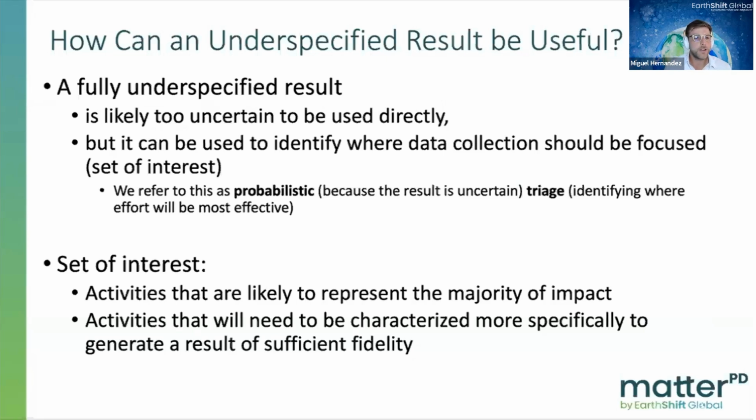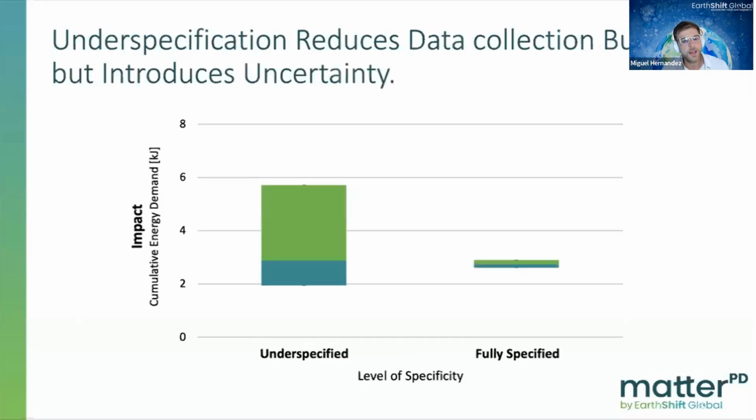So a fully under-specified result may be too uncertain to use directly, but it is a very powerful tool for decision making and to optimize different processes. Again, I can optimize my data collection process, my design process, and even my testing process in order to meet whatever objective I have, either as a designer or as an LCA practitioner. Next slide, Tess, please. And finally, once again, under specification reduces data collection burdens, but introduces uncertainty.